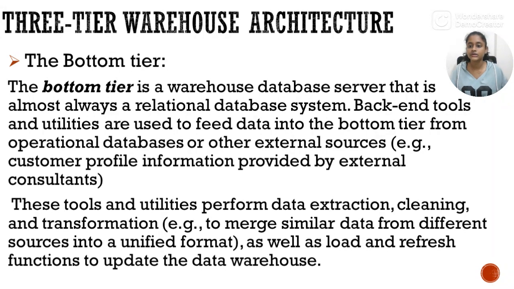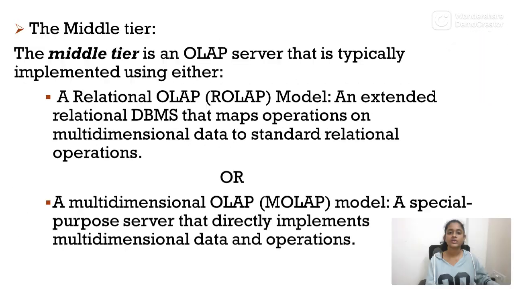The backend tools and utilities are used to feed data into the bottom tier from operational databases or other external sources. For example, we have the customer profile information that is being provided by an external consultant. These tools and utilities perform data extraction, cleaning, and transformation, as well as load and refresh functions to update the data warehouse. For example, we have to merge similar data from different sources into a unified format.